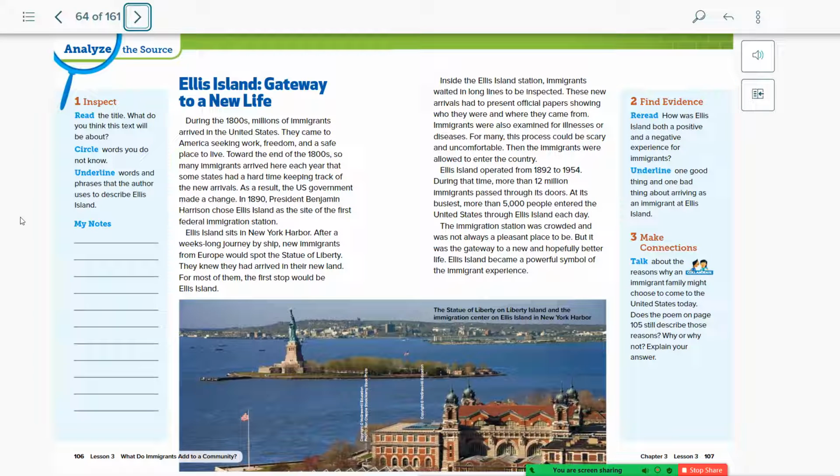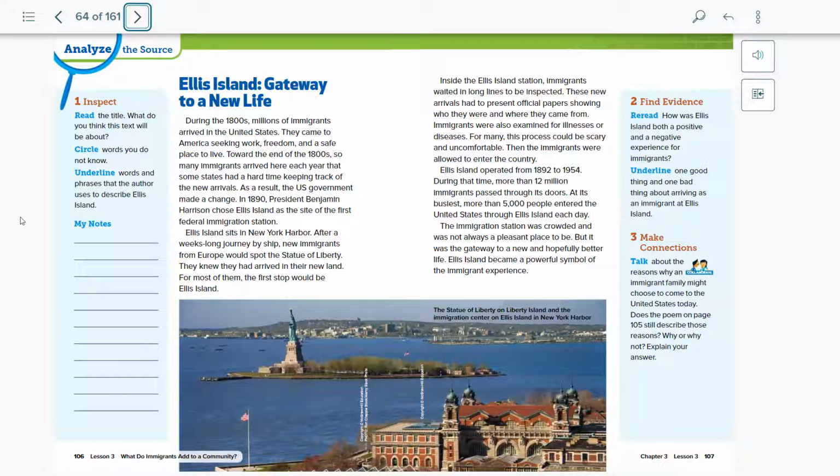Now on these pages, remember to look at the blue margins first. Read the title. What do you think this text will be about? Circle words you don't know. Underline the phrases that the author uses to describe Ellis Island. And then for number 2, it says reread, how was Ellis Island both a positive and negative experience for immigrants? Underline one good thing and one bad thing about arriving as an immigrant at Ellis Island.